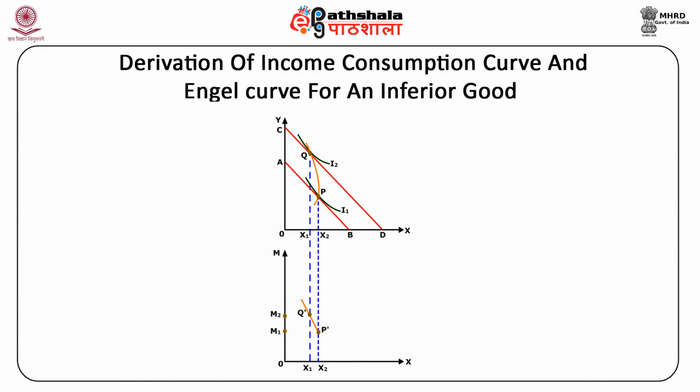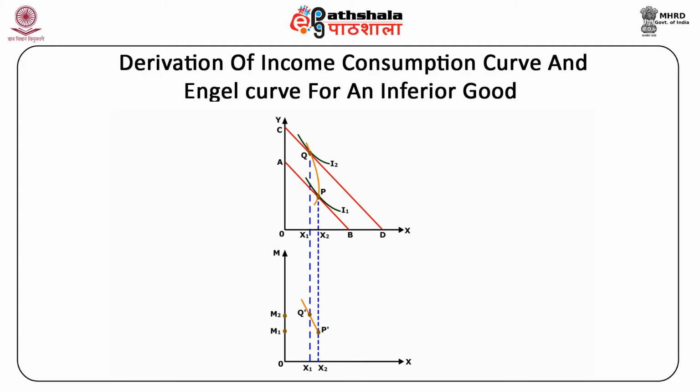Now let us assume X is an inferior good. In this case, consumption of the commodity decreases as income increases. So the ICC is backward bending and the Engel curve is negatively sloped, indicating a fall in quantity purchased with an increase in income. The income consumption curve is obtained by joining the different consumer equilibrium points as income increases from M1 to M2.